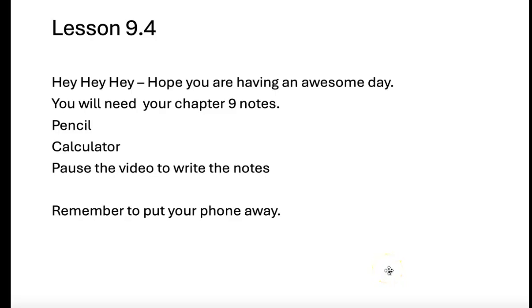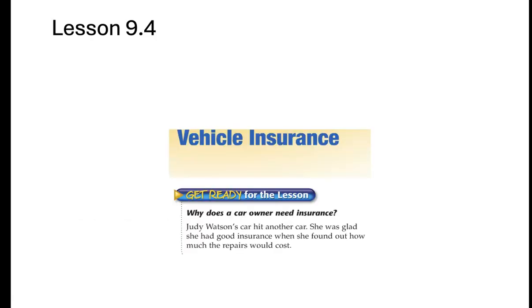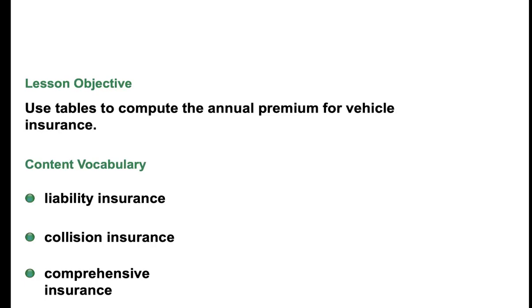You will need your Chapter 9 notes, something to write with, something to do calculations on, and remember to pause the video if you need to. Okay, 9.4 is about vehicle insurance. So the lesson objective is to use tables to compute the annual premium for vehicle insurance.